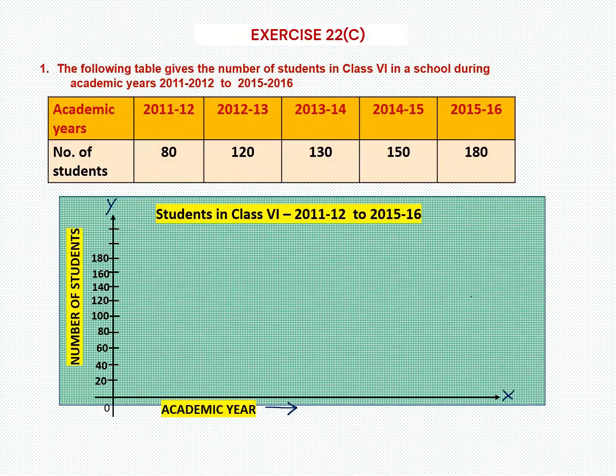Now, what are we showing on the y-axis? We are showing the number of students. So you have your arrowhead moving this way, showing the number of students, starting from 20 going up to 180.